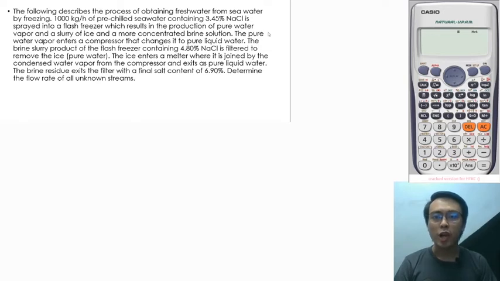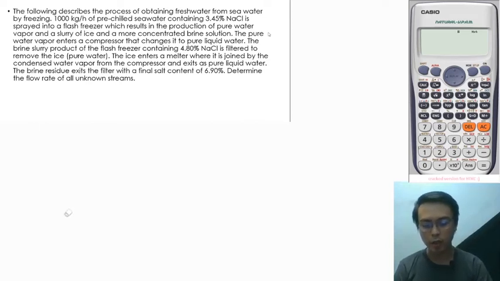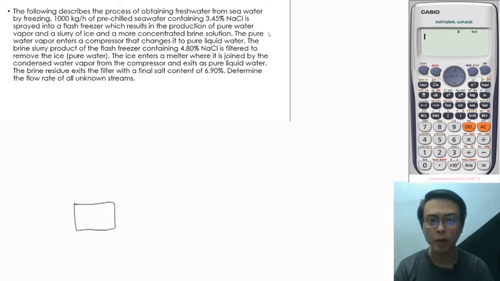The following describes the process of obtaining fresh water from seawater by freezing. 1,000 kilograms per hour of pre-chilled seawater containing 3.45% sodium chloride is sprayed into a flash freezer, which results in the production of pure water vapor and a slurry of ice and a more concentrated brine solution. So we start with a single process, that is a spray freezer. It's a flash freezer.